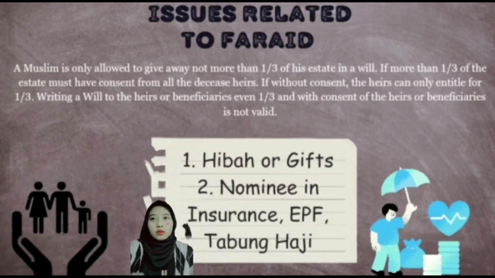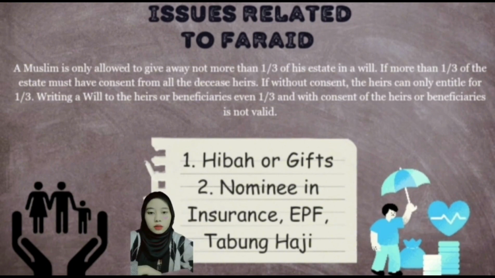A Muslim is only allowed to give away not more than 1/3 of his estate in a will. If more than 1/3, the estate must have consent from all the deceased's heirs. If without consent, the heirs are only entitled to 1/3. However, writing a will to the heirs or beneficiaries, even for 1/3 and with consent of the heirs or beneficiaries, is not allowed.